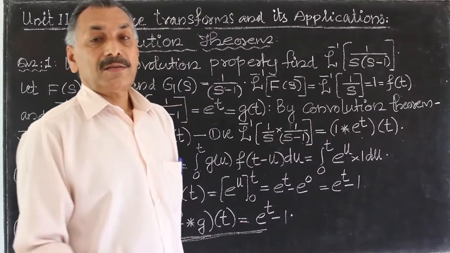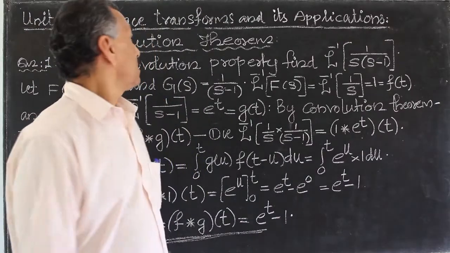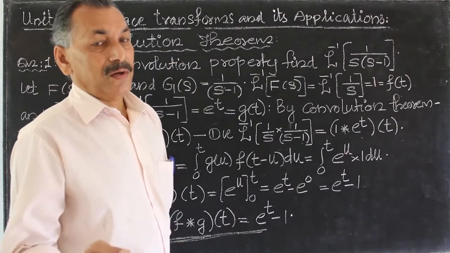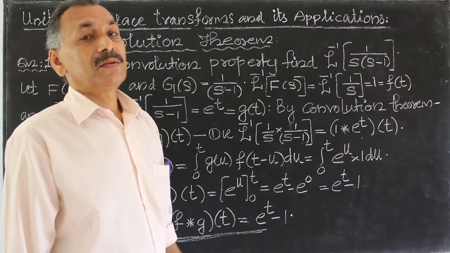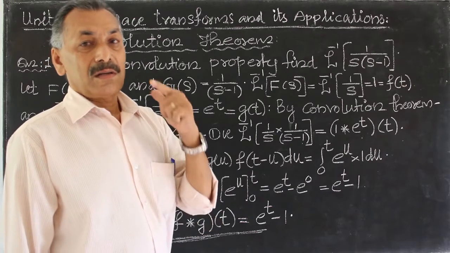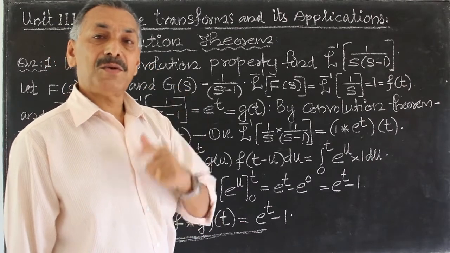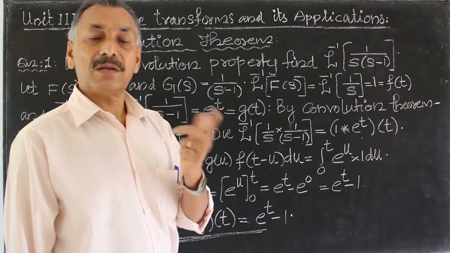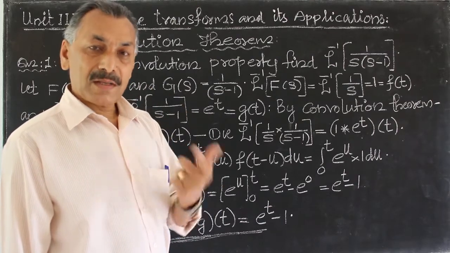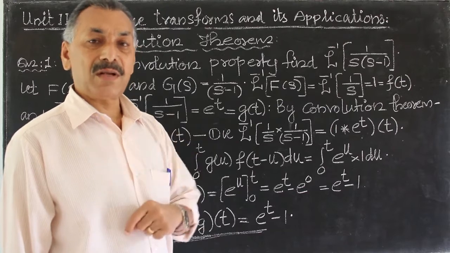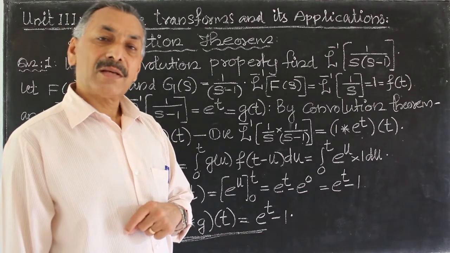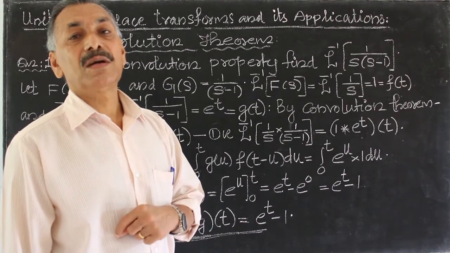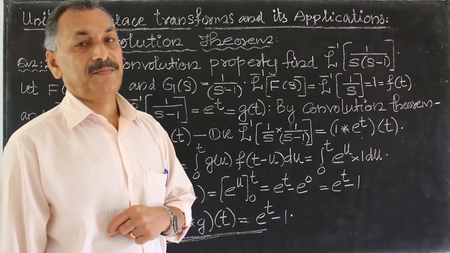In the last class, we discussed the convolution theorem. What is the convolution theorem? If f and g are any two functions, and the Laplace transform of f is equal to capital F, and the Laplace transform of g of t is equal to capital G, then the Laplace transform of f star g of t is equal to F of s into G of s.